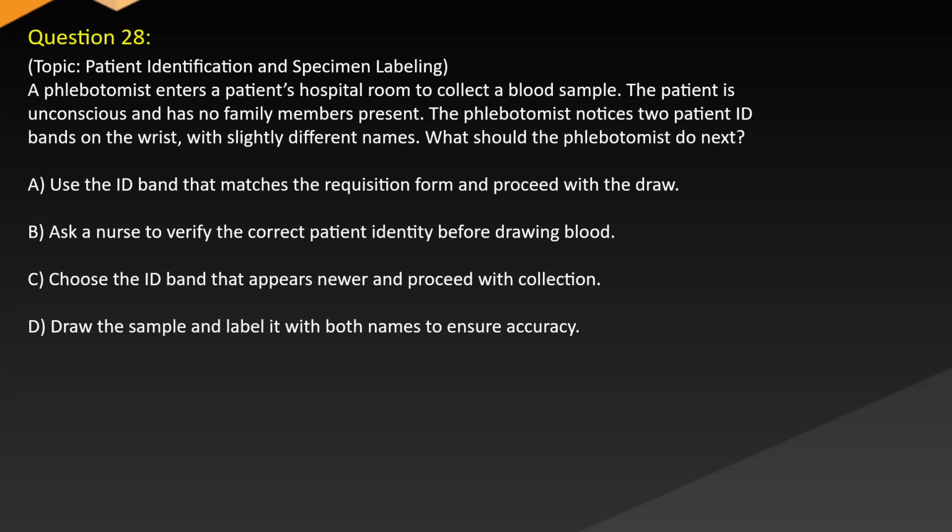Question 28. Topic: patient identification and specimen labeling. A phlebotomist enters a patient's hospital room to collect a blood sample. The patient is unconscious and has no family members present. The phlebotomist notices two patient ID bands on the wrist with slightly different names. What should the phlebotomist do next? A, use the ID band that matches the requisition form and proceed with the draw. B, ask a nurse to verify the correct patient identity before drawing blood. C, choose the ID band that appears newer and proceed with collection. D, draw the sample and label it with both names to ensure accuracy.